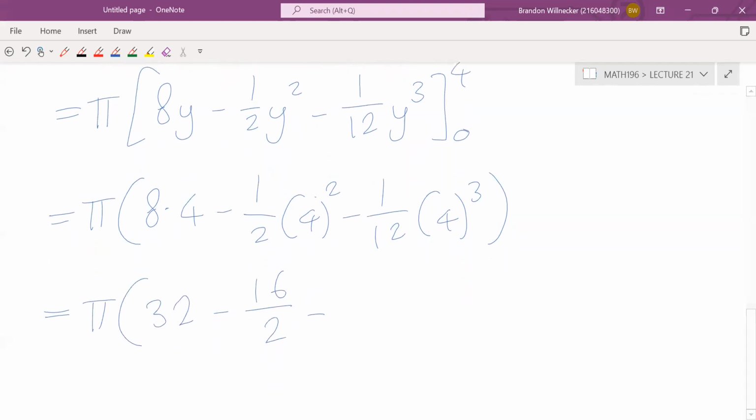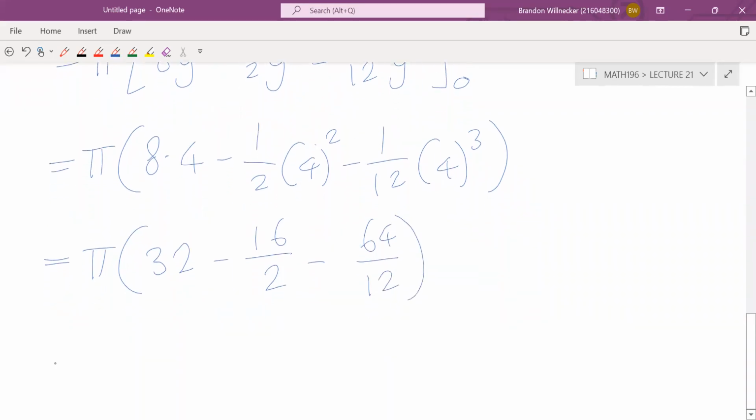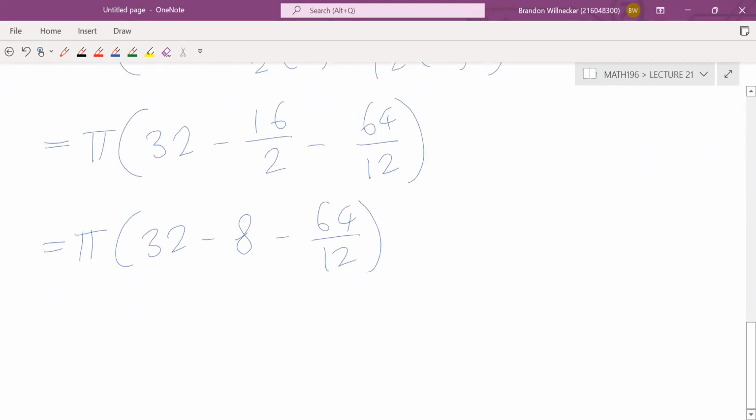Sorry, just give me a second here. So that's 64 over 12. Okay, so now we want to simplify. So it's pi, 32 minus 8 minus 64 over 12. That gives us pi, 32 minus 8, that's going to be 24, minus 64 over 12. We can divide top and bottom by 4 just to simplify. So 64 over 4, that's going to be 16. 12 over 4, that's going to be 3.